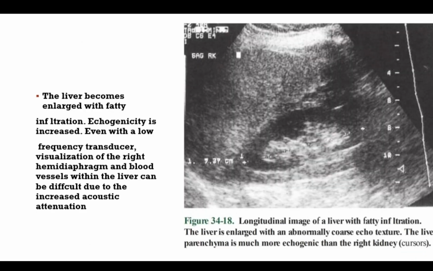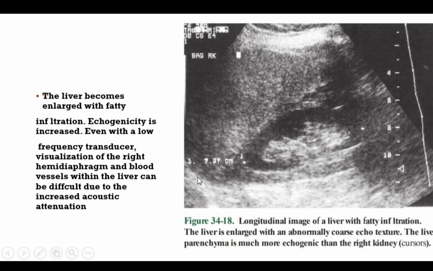Next slide. Now, on ultrasound, we have three criteria to diagnose them. First of all, the echogenicity of the liver should be more than that of the renal cortex. That is the first one. Second, the portal vein outlines should be indistinct. And third, the outline of the diaphragm should be indistinct as well.